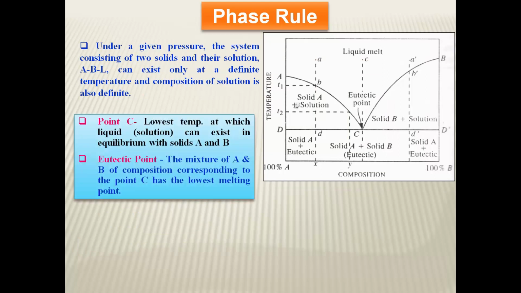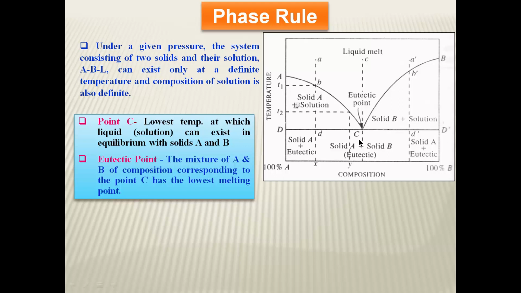So what do we conclude now? That under a given pressure, why do I say under a given pressure? Because we are considering this pressure to be constant now. The system consisting of two solids, that is A and B, and their solution, AB L for the representation, can exist only at a definite temperature and composition, and that is a definite point, as I mentioned, the invariant point.